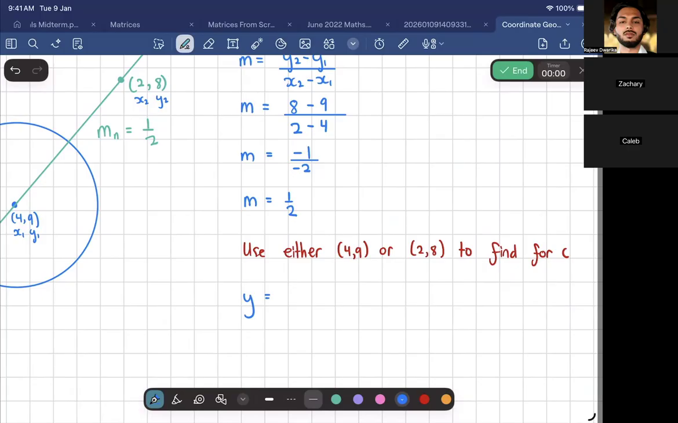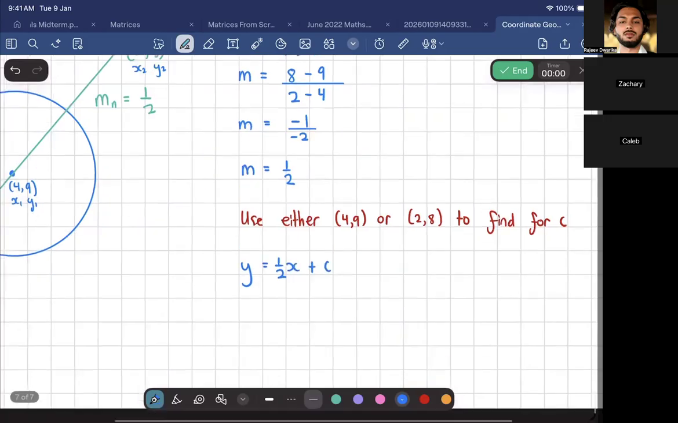So you know that m is a half. So what does the equation now become? A half times x plus c. Right, we don't know what c is.